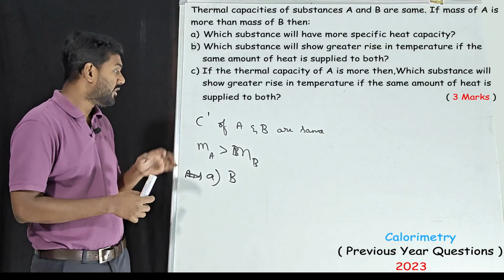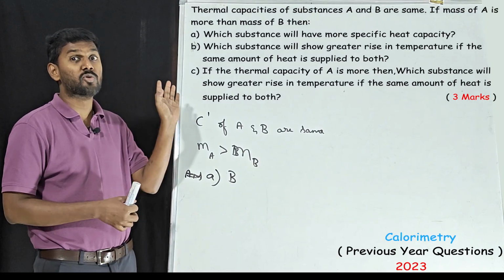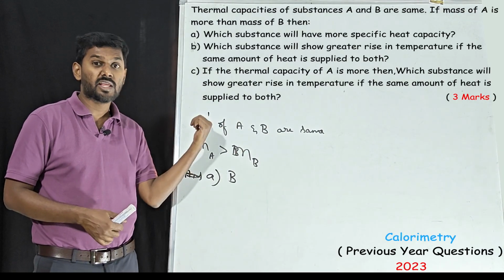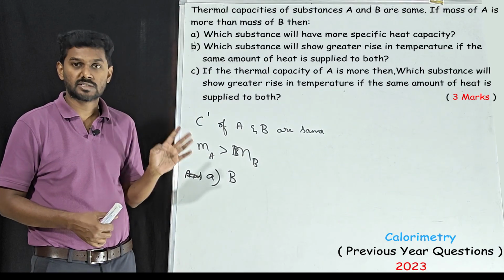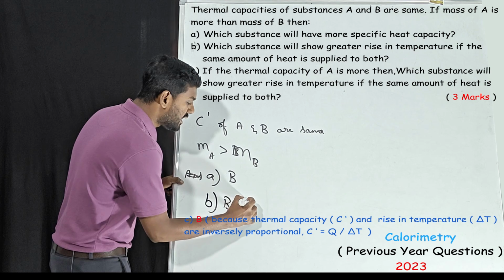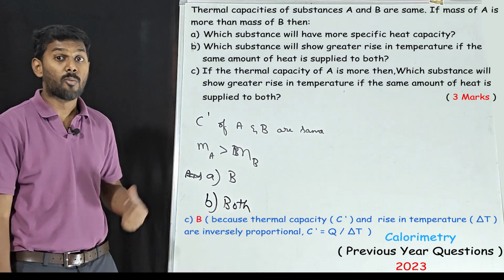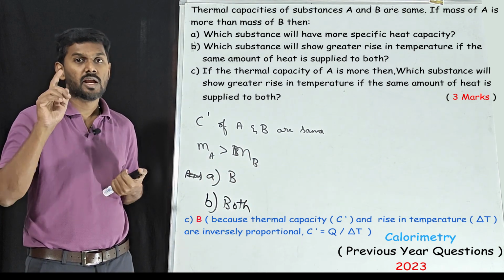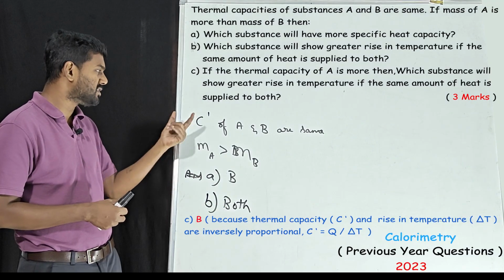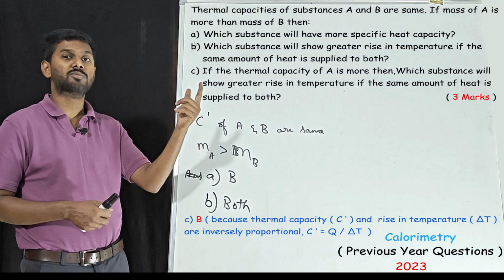In the same way, when it comes to heat capacity, we should know something. When the heat capacities or thermal capacities are the same, both will have the same rise in temperature. Both will have the same rise in temperature. Now we got to know both will have the same rise in temperature. Why? Because thermal capacities of both the objects are the same.